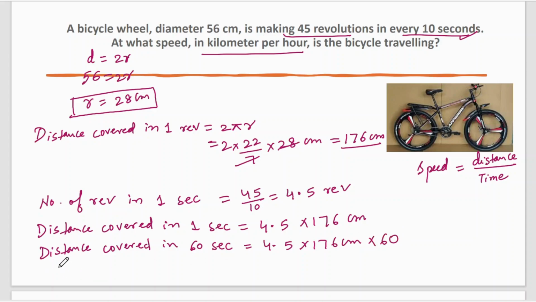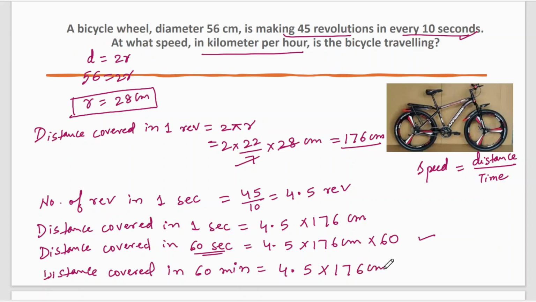Okay, now how much distance will they cover in 60 minutes? See, 60 seconds equals 1 minute. So in 1 minute they are covering this much distance, 4.5 into 176 into 60. In 60 minutes they will cover 4.5 into 176 into 60 into 60, again multiplying by 60. Now we know that 60 minutes is equal to 1 hour. So now we have got the distance they have covered in 1 hour.